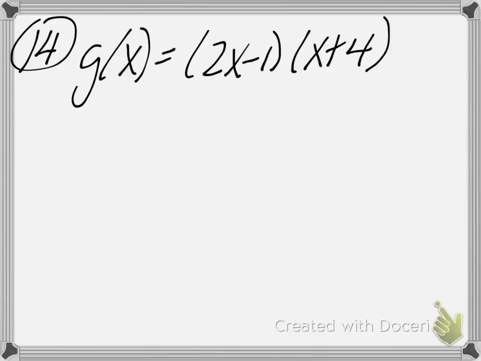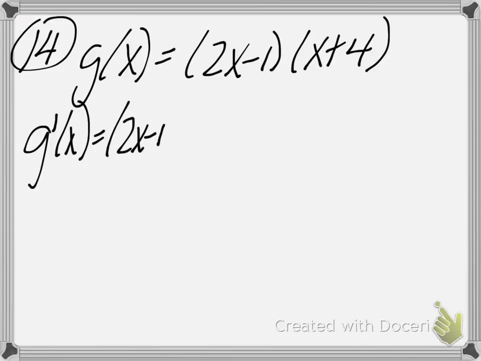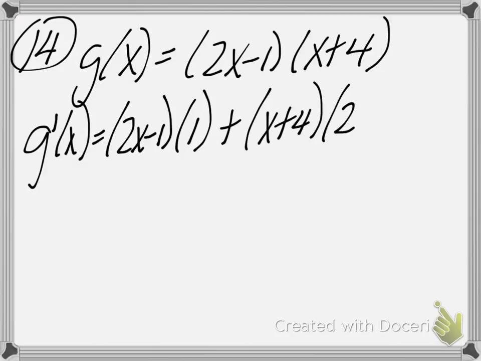Okay, this is a product rule. So it's the first times the derivative of the second, which is just 1. You do not have to put that there. Plus the second times the derivative of the first. That's it for that one. Okay, 15.